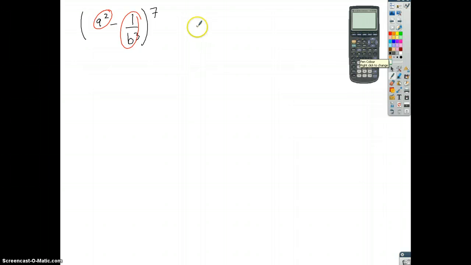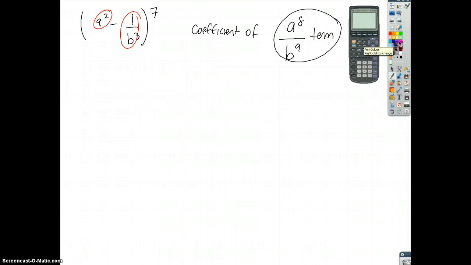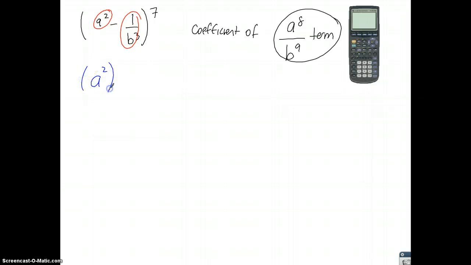Alright, so let's say we want the coefficient of the a to the 8 over b to the 9 term. Okay, so this is what we're looking for. What's the coefficient of that? Let's start our thinking process. There's a couple of ways you can go. You can either work from the a term or the b term. I'm going to go here just so I'm not dealing with fractions. So I've got a squared, and I know that I have to raise that to a power to get a to the 8. Straight away we know the exponent there has to be 4.